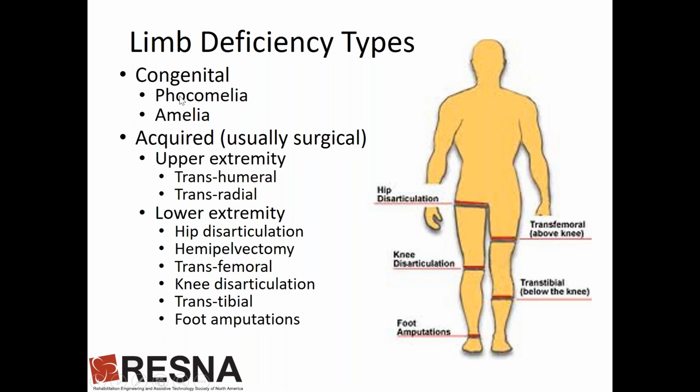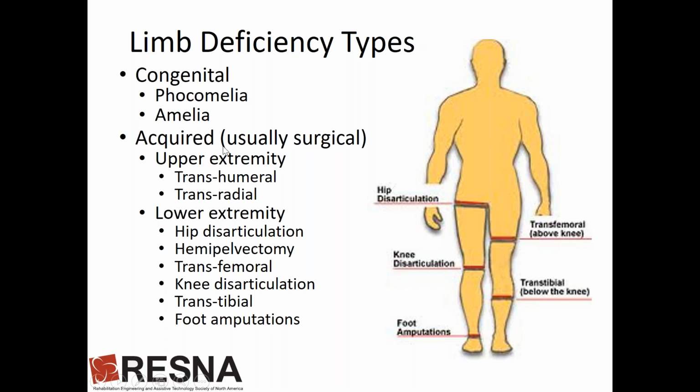Congenital deficiencies are called phocomelia and amelia. You will never see those definitions, and those are just two different types of congenital deficiencies. And acquired usually is going to be because of surgical.